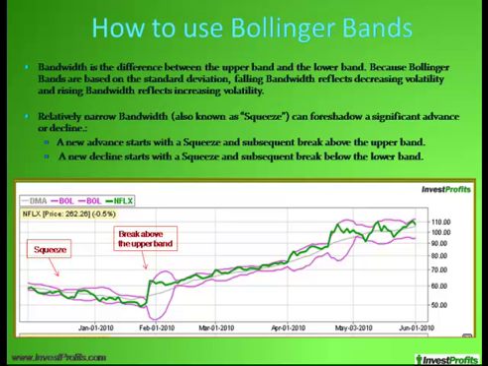Relatively narrow bandwidth, also known as a squeeze, can foreshadow a significant advance or decline. The new advance starts with a squeeze and subsequent break above the upper band. A new decline starts with a squeeze and subsequent break below the lower band.